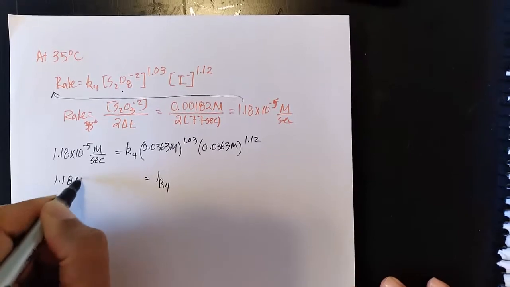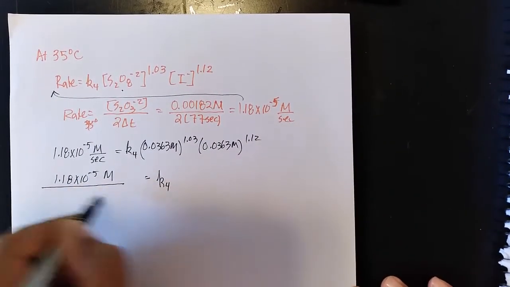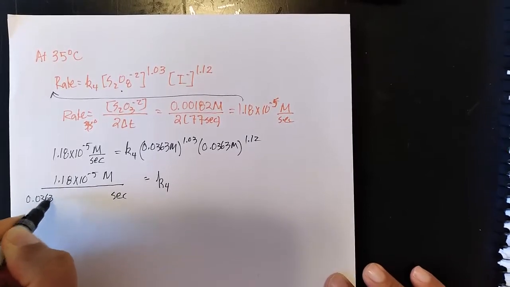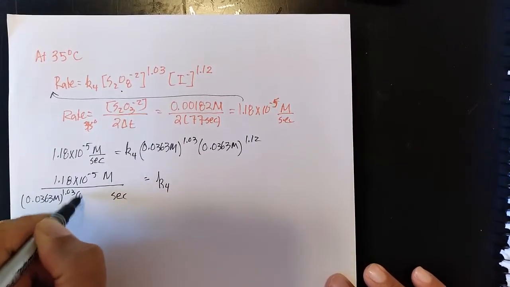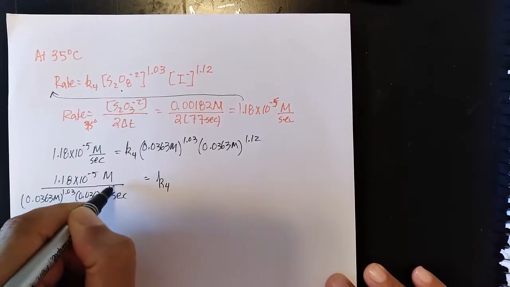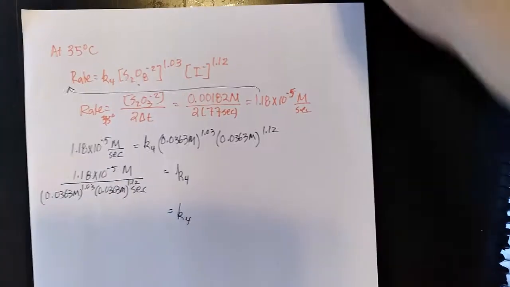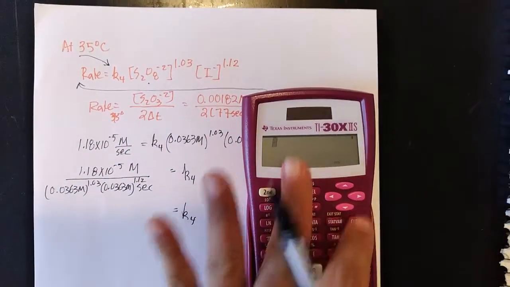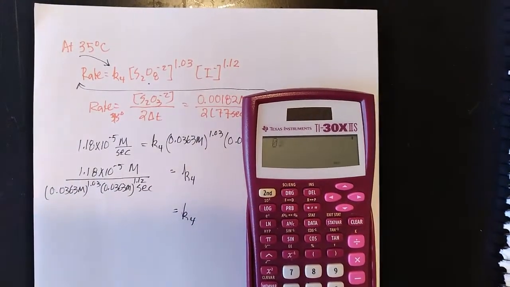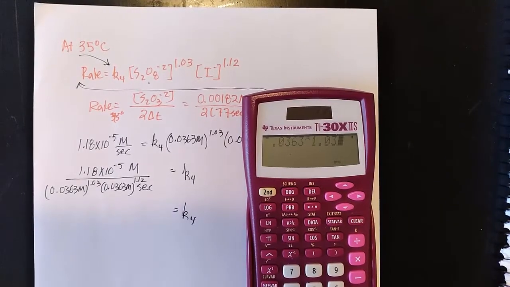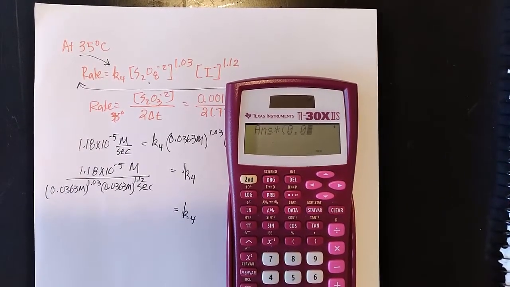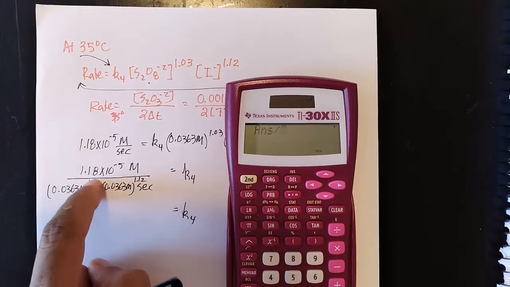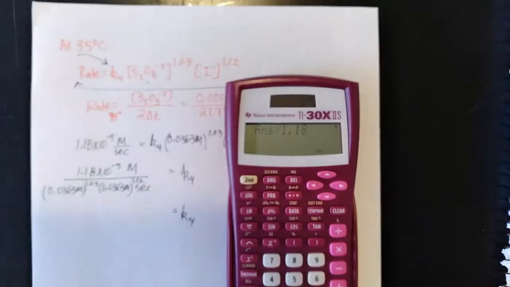So 1.18 times 10 to the minus 5 M over seconds. We're going to move this chunk of math down to the denominator: 0.0363 M to the 1.03 times 0.0363 M to the 1.12. And let's do this in our calculator and get the rate constant for this higher temperature. Remember, rate constant, lowercase k, is quoted at a specific temperature. So 0.0363 to the power of 1.03, that number times parentheses 0.0363 to the power of 1.12, close the parentheses. That's the value. We're going to divide it by 1.18 times 10 to the minus 5 and then flip it.